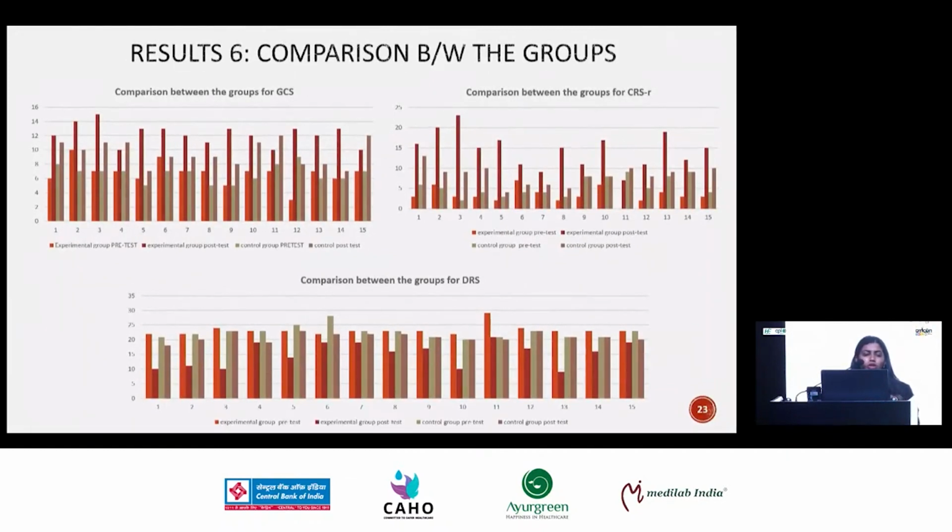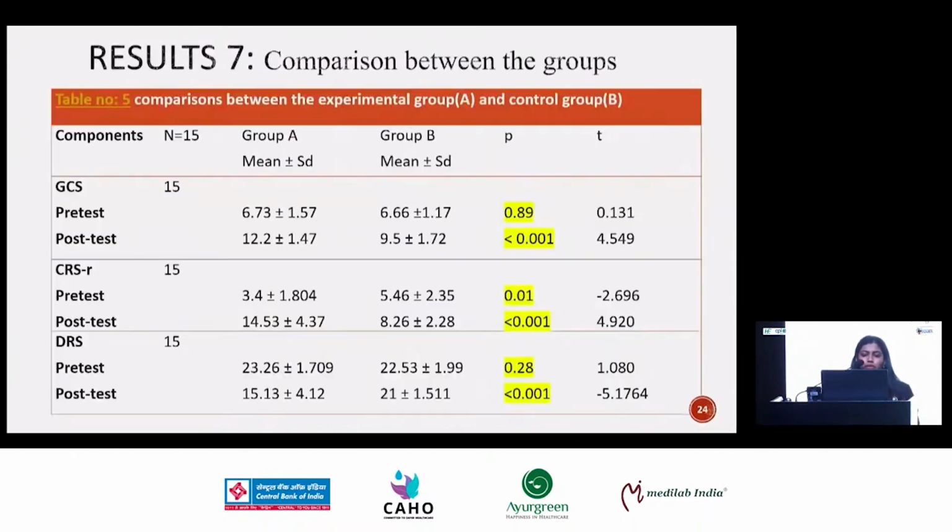Comparison between the groups: although both the groups showed a significant improvement post-test within the group, on comparison between the groups, the experimental group showed a significantly higher and faster improvement in all the 3 scales as compared to the control group. The p-value was less than 0.05 in the post-test.